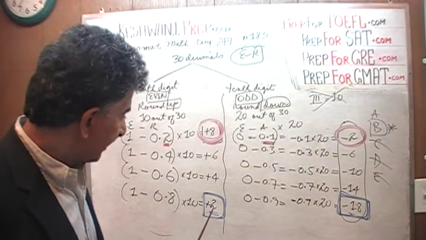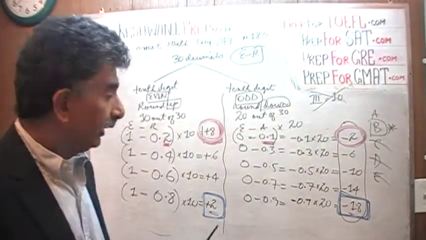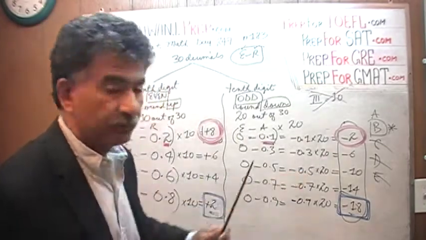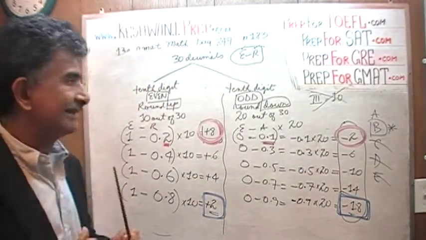So negative 16 is possible, a positive 2 and a negative 18, and a positive 8 and a negative 2 is going to give us positive 6. But 10 is not possible.